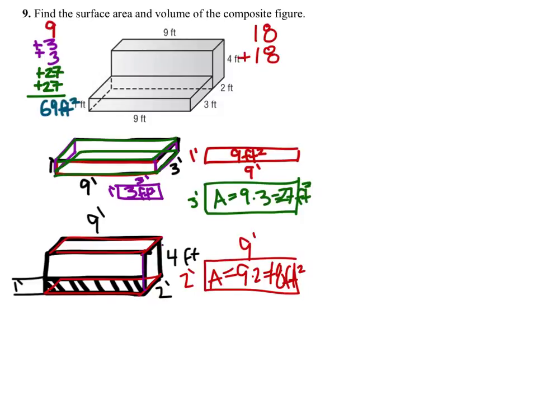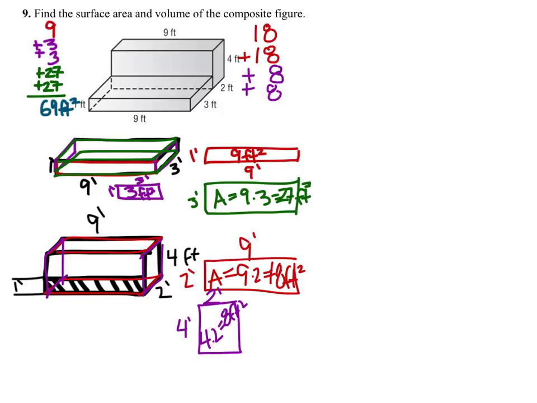Next, I'm going to look to the right side right here in purple, and that gives me a 2 foot by 4 foot rectangle, which has an area of 8 feet squared. So I've got another 8 feet squared. Of course, that will match this portion on the left as well. So I need to add another 8 square feet.